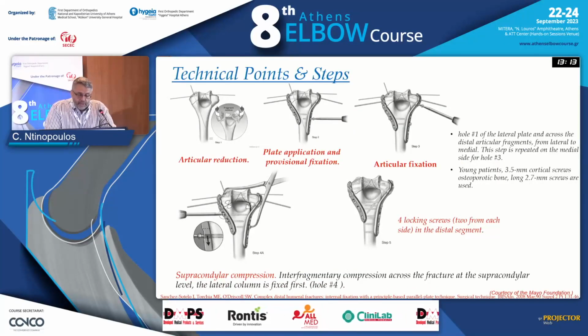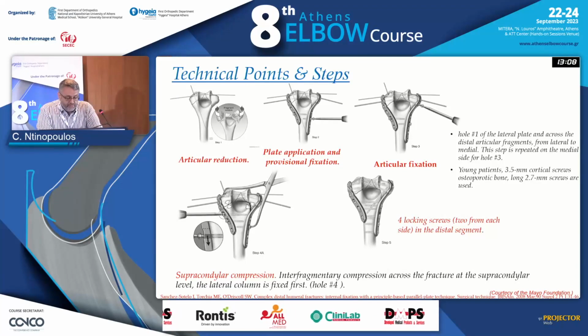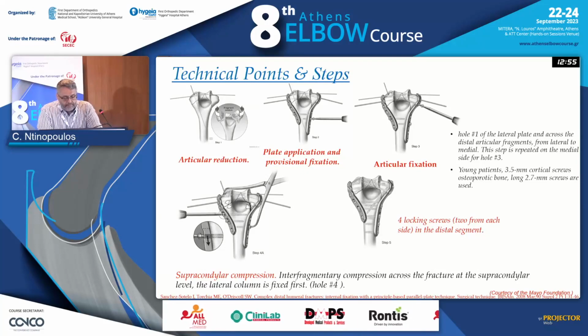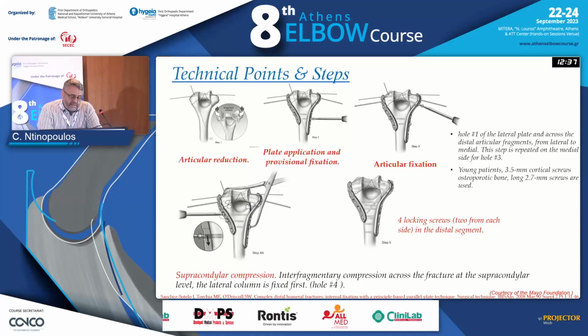How do we do it? After the chosen approach, we try to reduce the articular fragments. We have to remember all these fragments are usually rotated through the soft tissues. We have to derotate them and fix them provisionally with K-wires. K-wires are placed as far as possible from the site that the plate would take. Apply the plate, apply provisional fixation, start usually with the lateral column and the first screw at the first hole, and then go to the medial plate, apply a screw at the third hole, and so on, side by side.